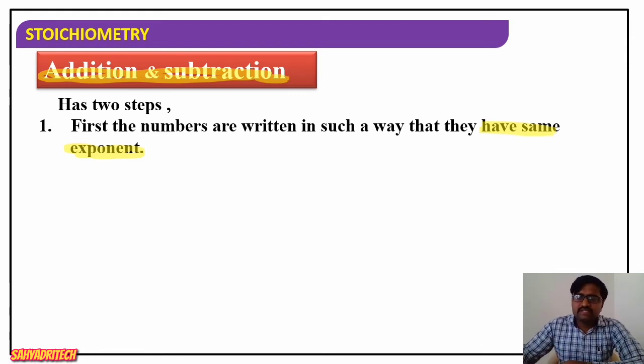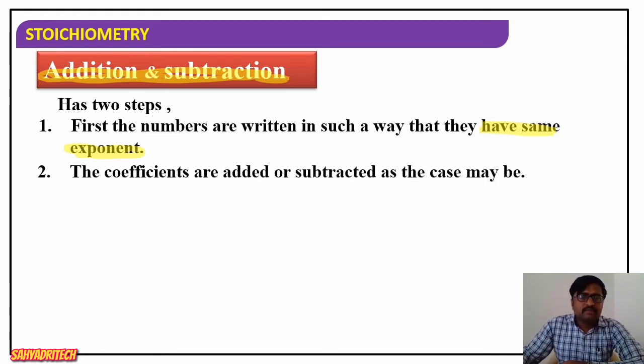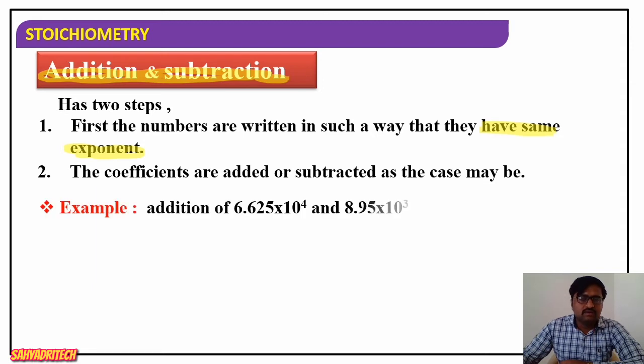Once they have the same exponent, second, the coefficients, the digit terms, are added or subtracted as the case may be. If there is addition, only the coefficients are added. If there is subtraction, the coefficients are subtracted from one another. These two steps must be followed during addition and subtraction. It can be understood better with an example.